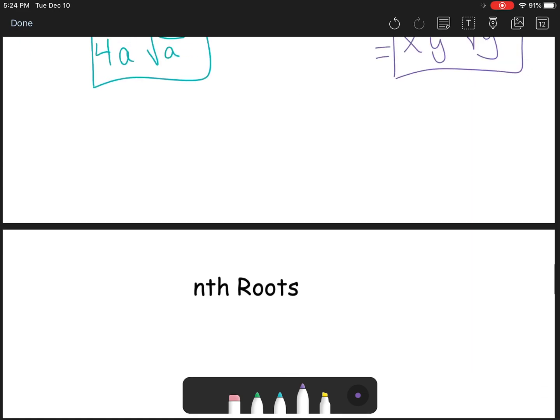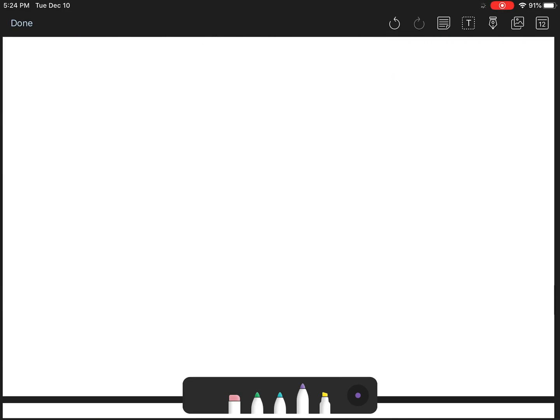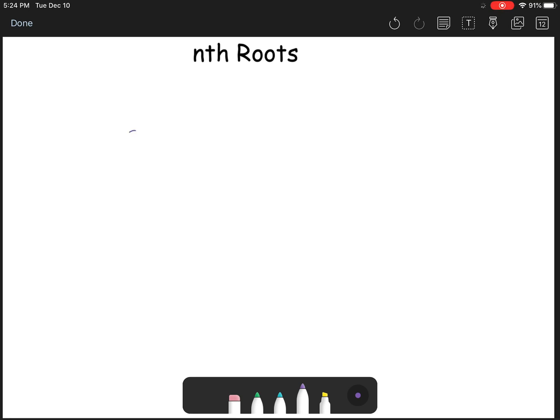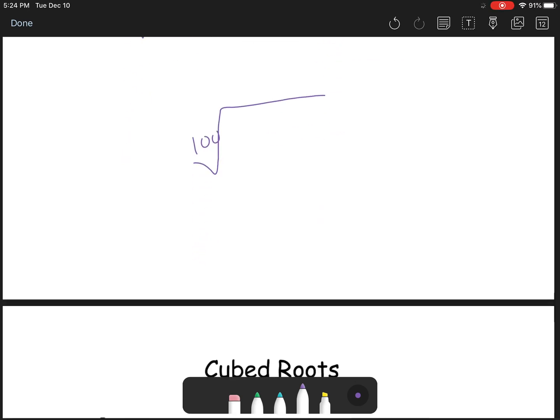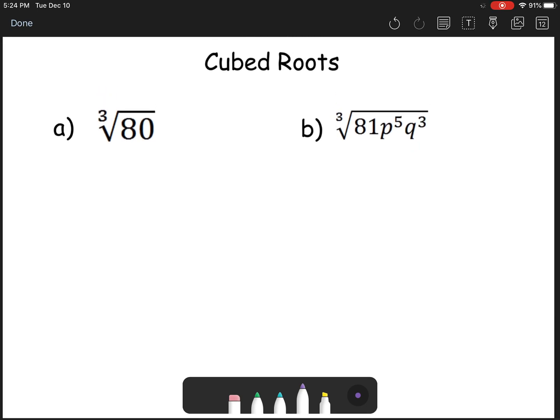We also have something called nth root. So all of these were square roots. This is the most common. Anytime you see this symbol, that's going to be a square root. But we could have a third root or a fourth root or a cubed root. You just have to change the index. So that'd be a cubed root, a fourth root. You could take a 100th root if you wanted to. You just have to change the index. So here we've got cubed roots, and notice how they have that index of 3.